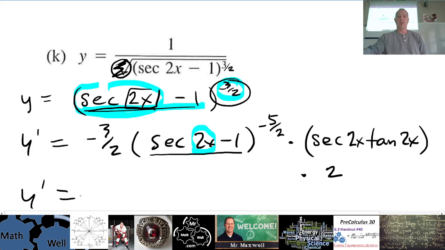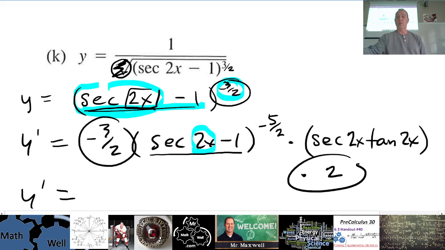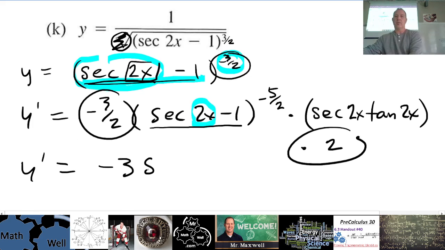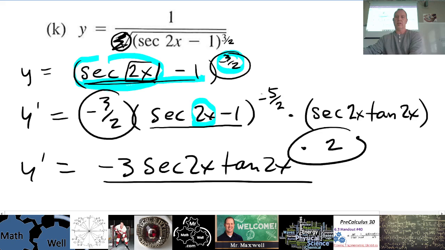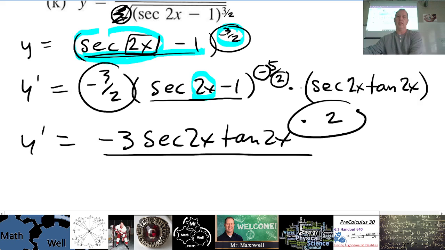So the simplified version: negative 3 over 2 times 2 is just negative 3. So this is negative 3, half of negative 3 times 2 is just negative 3. Then we could put secant 2x tan 2x on top, and notice this is a negative exponent, and we have a 2 as the denominator of the exponent. So what we could do is write underneath in the denominator the square root of secant 2x minus 1, no brackets there, and then all to the 5.